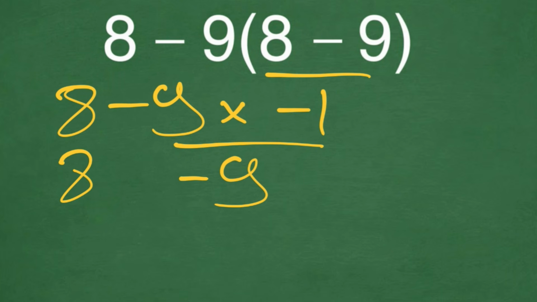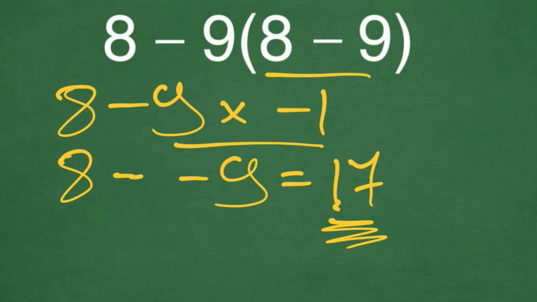And 8 minus negative 9 is equal to 17, because negative is going to be positive. These two negatives are going to be positive, and the answer is going to be a positive number. And the final answer to this question is 17.